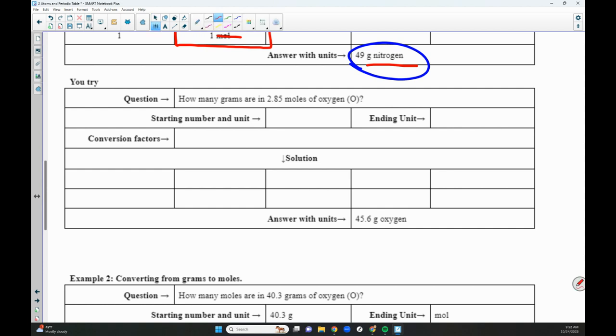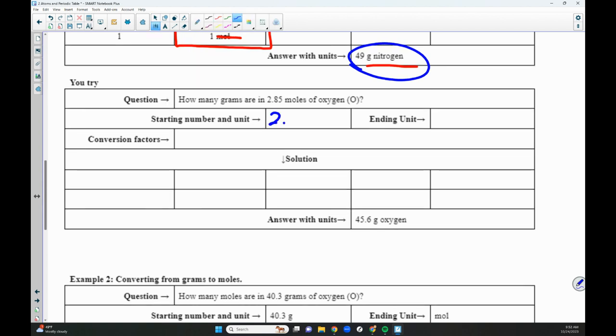Let's do the you try together here. How many grams are in 2.85 moles of oxygen? So my starting number and unit is going to be 2.85 moles, and my ending unit is going to be grams.